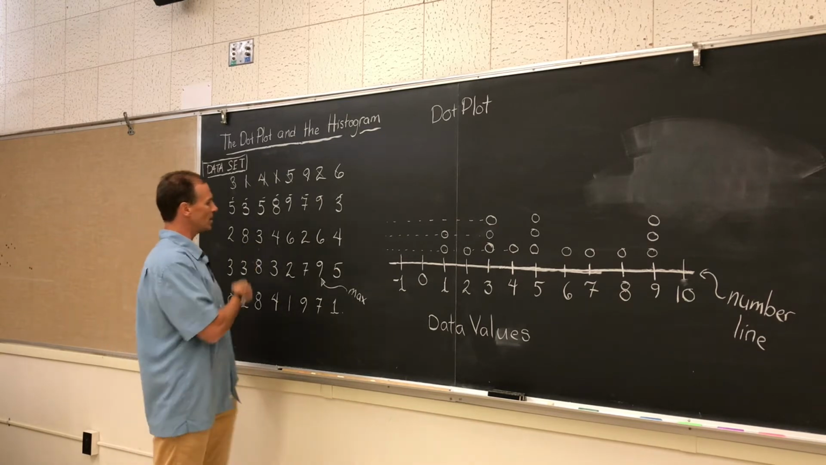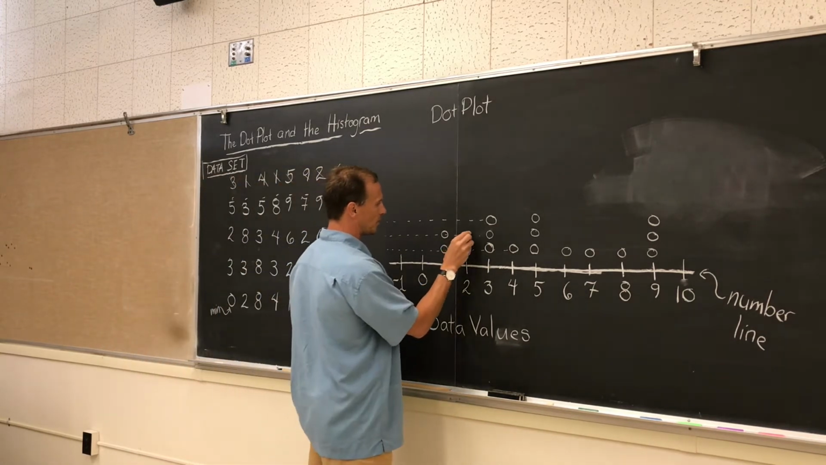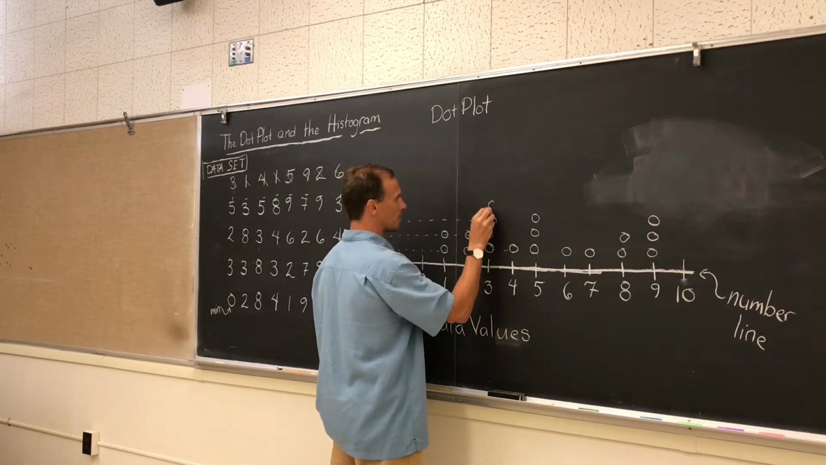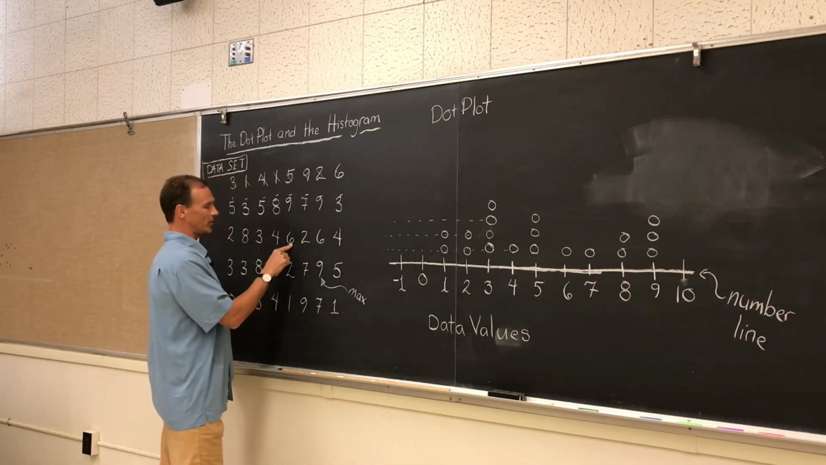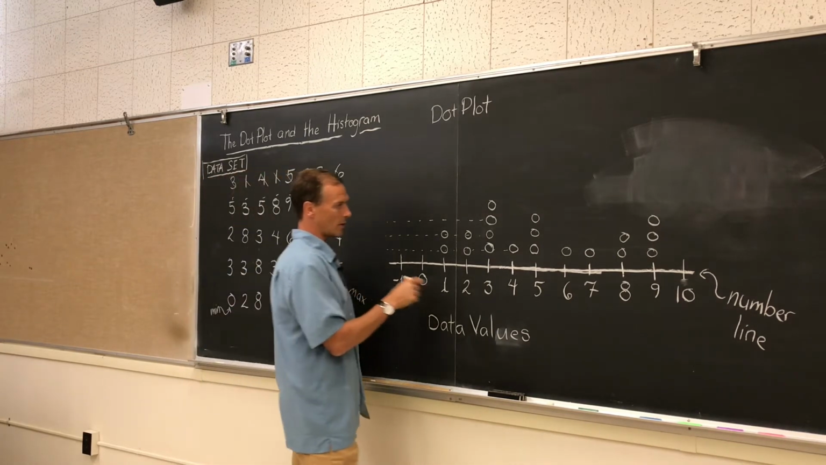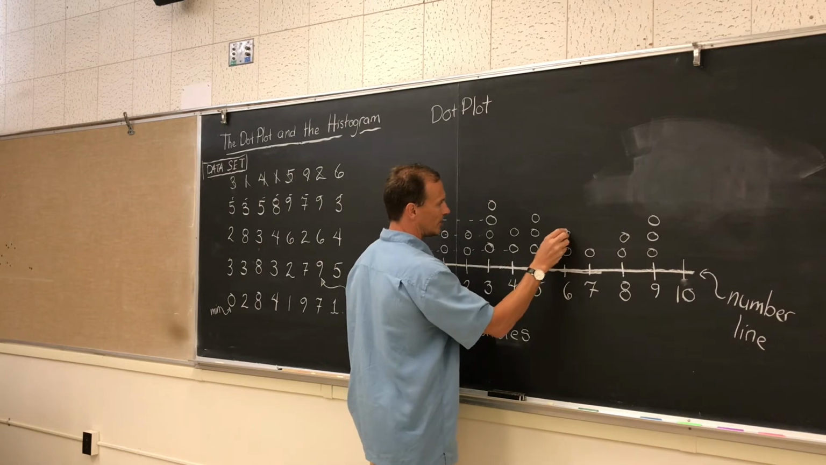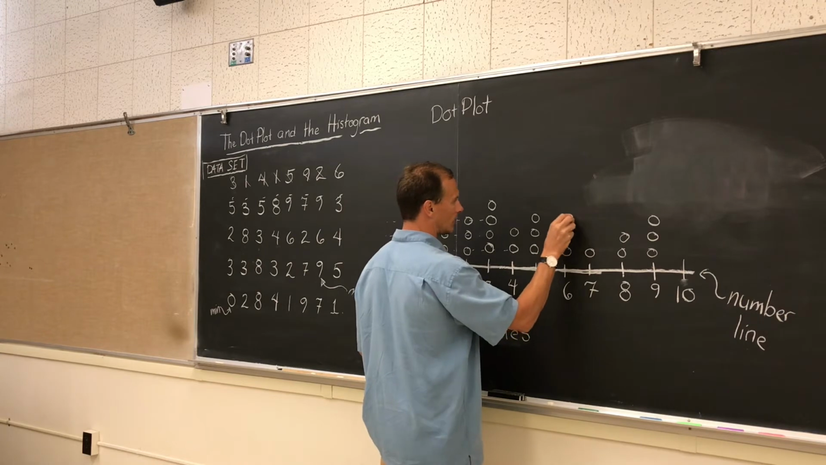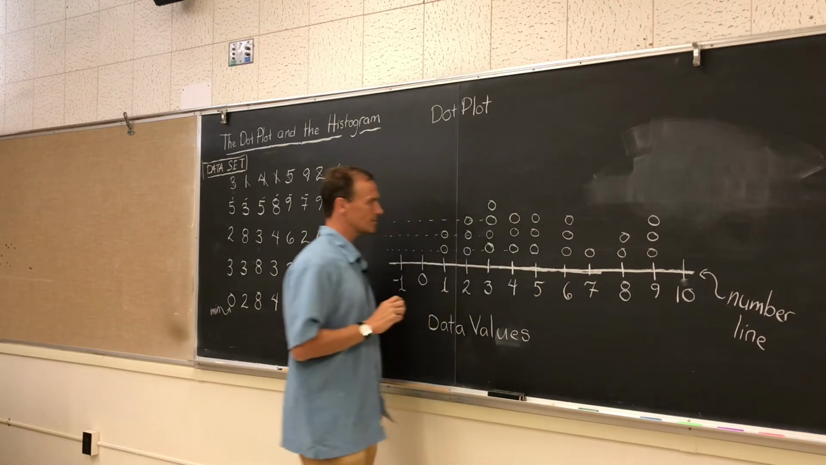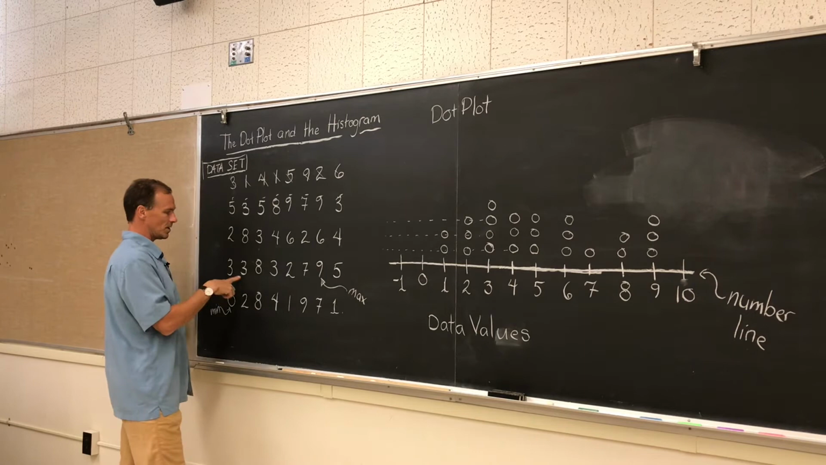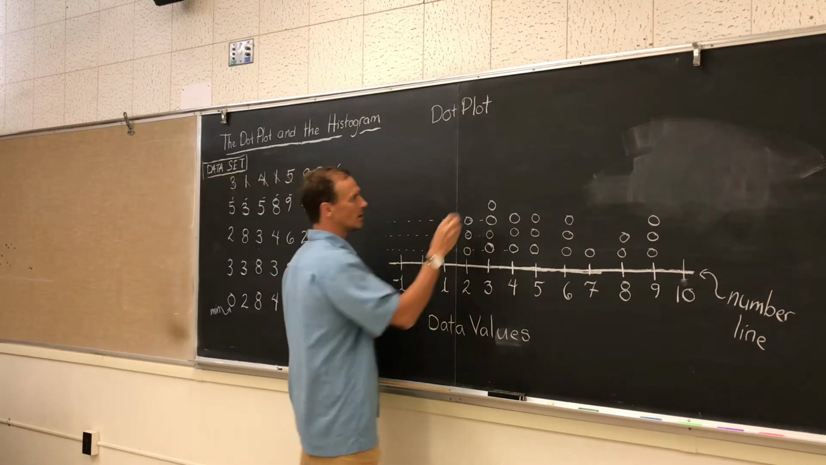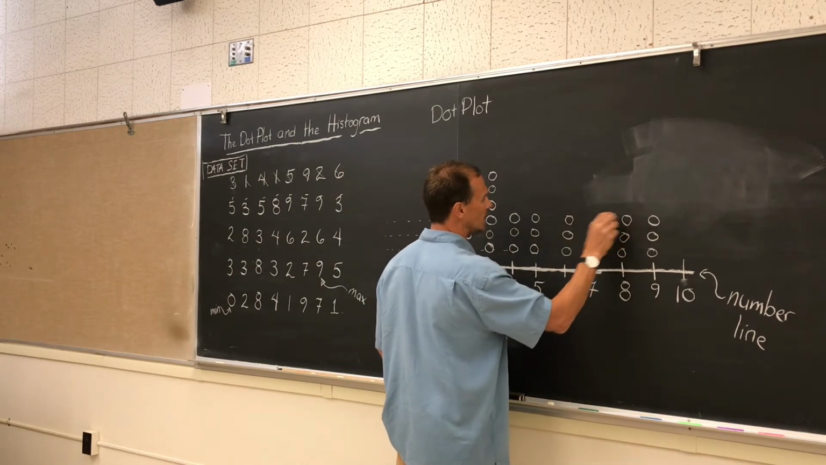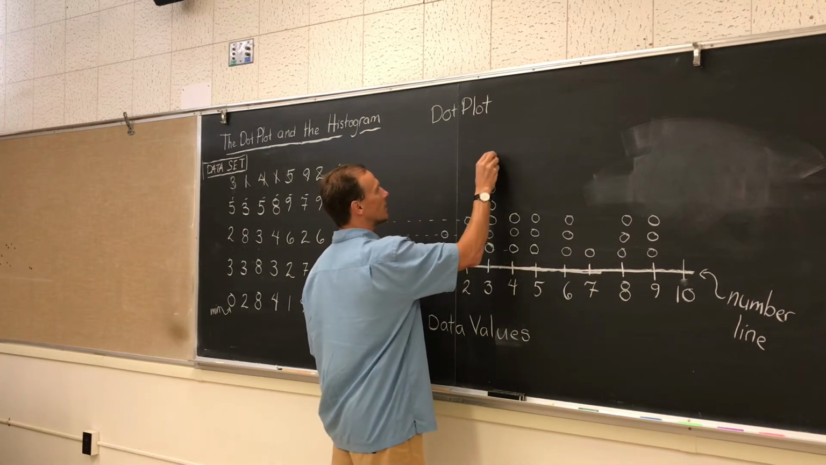2, 8, 3. I'll do that. 2, 8, 3. Then here, 4, 6, 2, 6, 4. So I have a 4, 6, 2, 6, 4. My next line, 3, 3, 8, 3. I have a 3, 3, an 8, and 3.